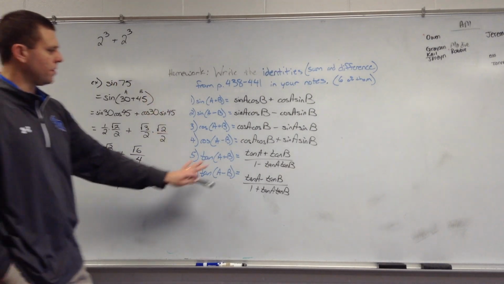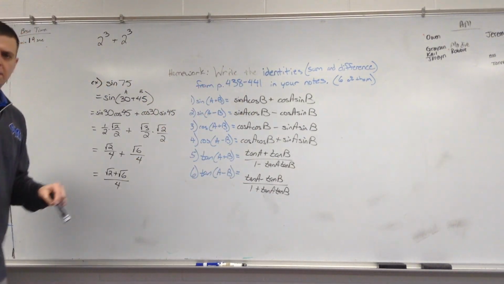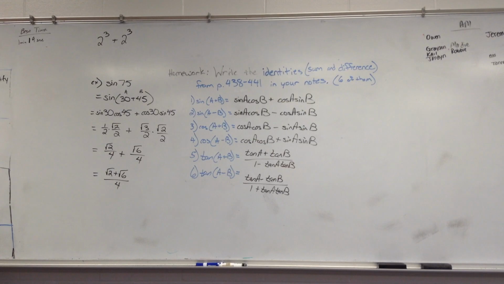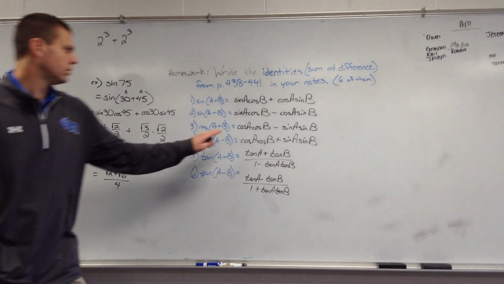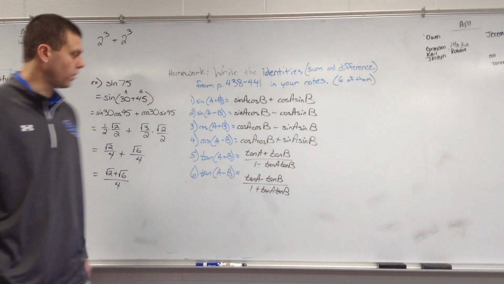So here are all your sum and difference identities. Is the number 3, is that supposed to be plus on the right side? No, that's right. It's supposed to be negative.